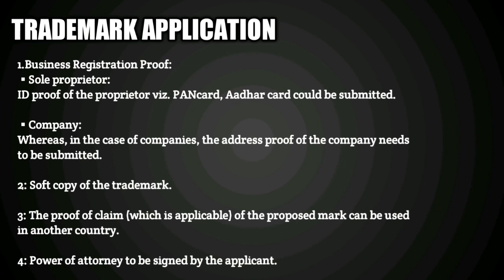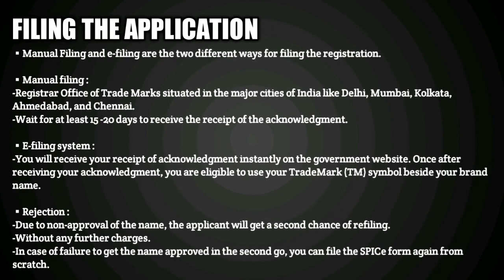The next document that is required here is a soft copy of the trademark. The next document required here is a proof of claim which says that the proposed mark can be used in another country. The next and the last document required here is a power of attorney which is to be signed by the applicant. The next step is to file the application of brand name registration.